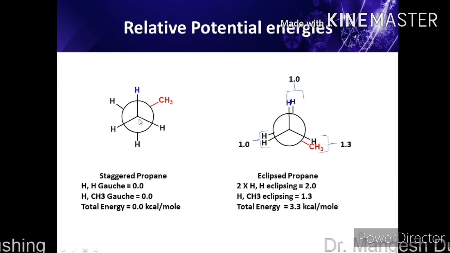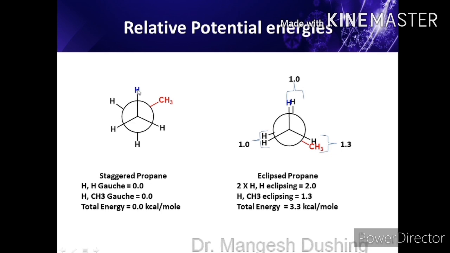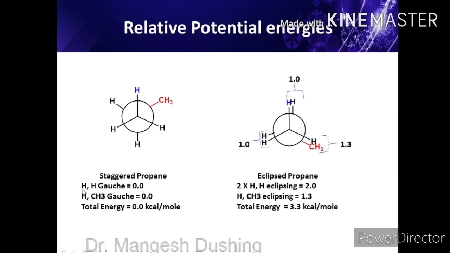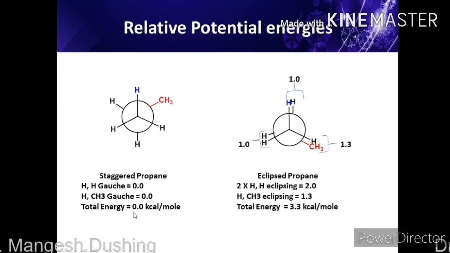Similarly in propane, this is the staggered conformation of propane. In this case, all hydrogens are gauche to each other, so energy will be 0 kilocalorie per mole. In this case, methyl and hydrogen are gauche, so also energy is 0. So 0 plus 0 plus 0, energy will be 0. See here, hydrogen gauche 0.0, hydrogen methyl gauche, either this one or this one, energy is 0.0. So the total energy of the molecule is 0.0 kilocalorie per mole.